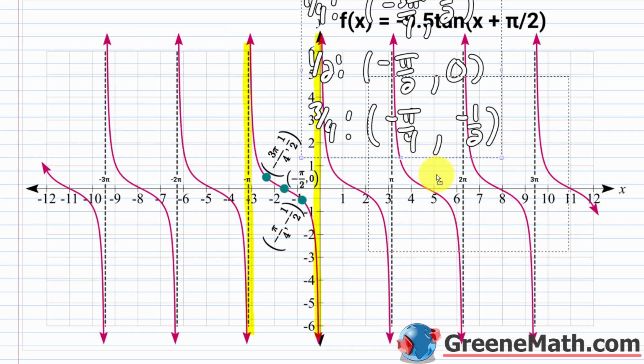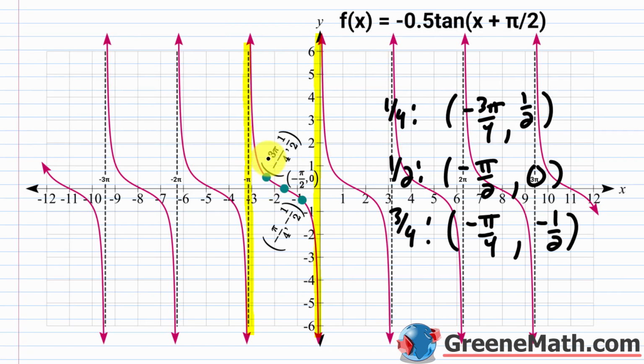And let me paste these in. Here's quarter of the way through. You have -3 pi over 4 comma 1/2. Then halfway, you have -pi over 2 comma 0. 3/4 of the way, you have -pi over 4 comma -1/2. So again, those points are there. I've labeled these points for you.